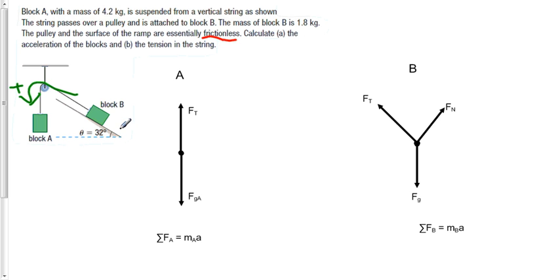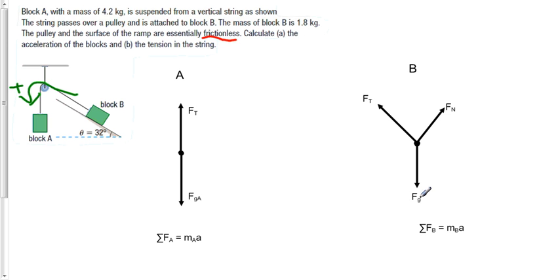Once we've set up a coordinate system, we draw a free body diagram. Let's look at A first, because A is a little bit simpler to begin with. For A, the force of gravity down and the force of tension up are the only forces acting. And the sum of the forces on block A is equal to the mass of A times the acceleration of the system. I only have one acceleration here because these two blocks are tied together. We don't have to worry about having two accelerations. They will accelerate together. So here's the F net statement for A.